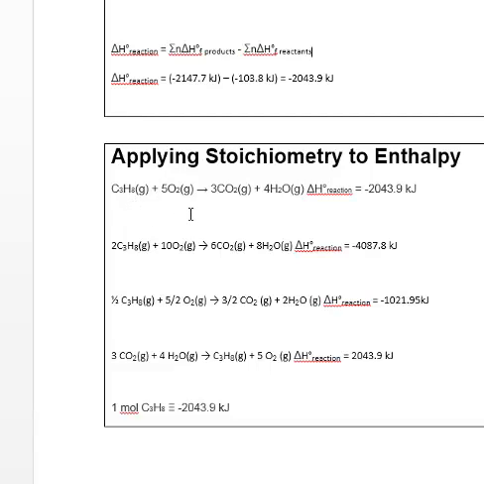Applying stoichiometry to enthalpy. C3H8 gas plus 5O2 gas goes to 3CO2 gas plus 4H2O gas. Delta H reaction at standard conditions equals negative 2,043.9 kilojoules. 2 moles of C3H8 gas plus 10 moles of O2 gas goes to 6 moles of CO2 gas plus 8 moles of H2O gas. Delta H of reaction standard conditions equals negative 4,087.8 kilojoules.